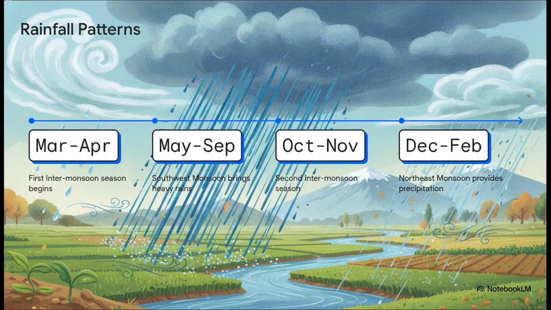Let's map out the 4 distinct rainfall patterns we see across the calendar year. It's a highly structured cycle. We kick off with the first intermonsoon from March to April. That's immediately followed by the southwest monsoon, which brings substantial rainfall from May all the way through September. Then, the wind directions actually shift, bringing in the second intermonsoon during October and November. And finally, the northeast monsoon takes over from December through February.